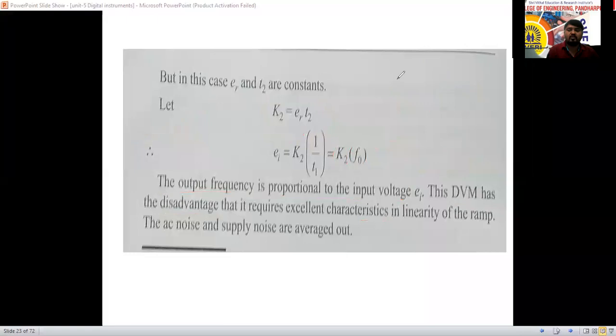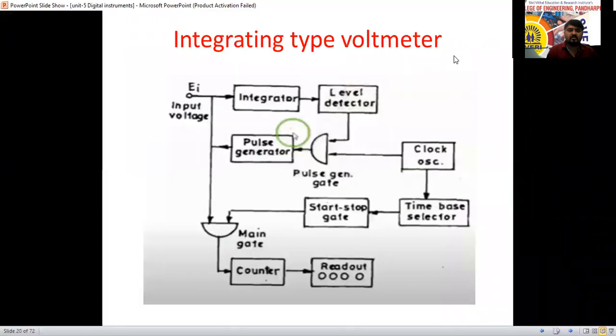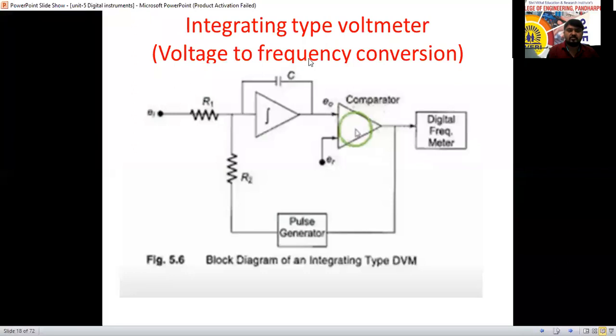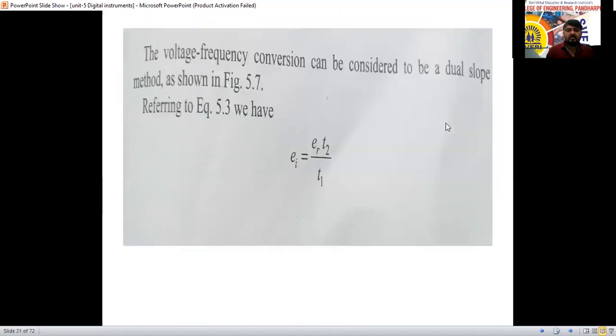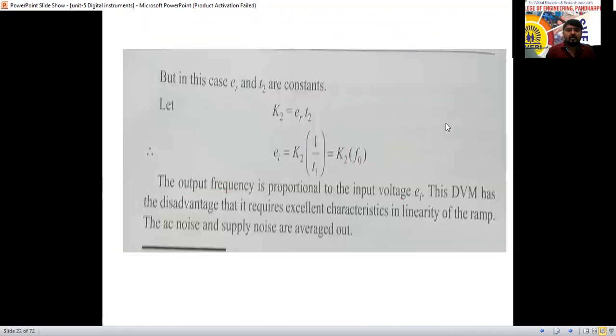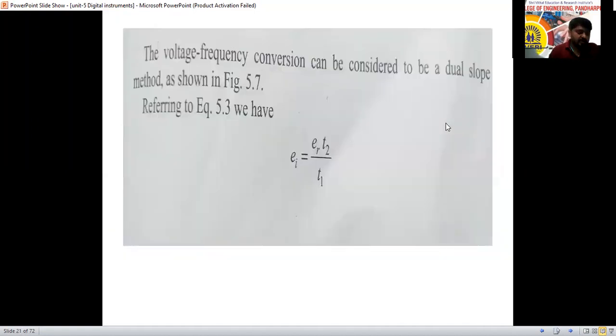The title also we have taken like this only, same. I will show here: voltage to frequency conversion. We have given the input voltage, and what we are going to get as output is in the form of frequency. So this is the construction, working and operation of the integrating type digital voltmeter. Any doubts?